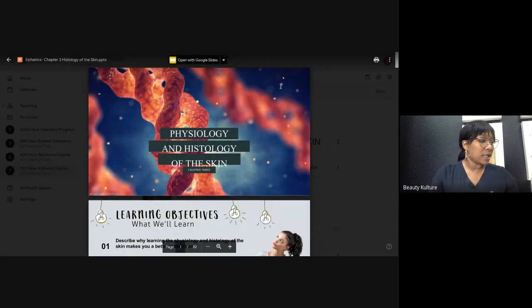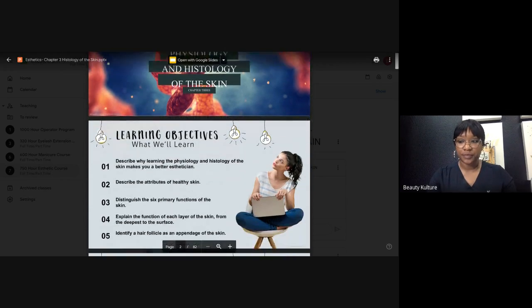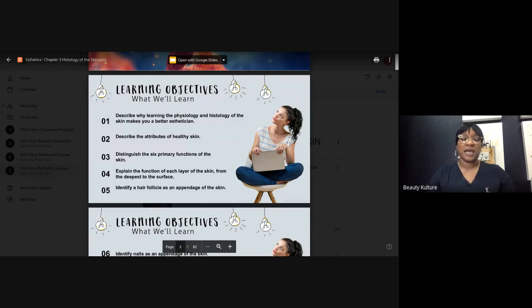If you are following along in the textbook, this chapter starts on page 82 and 83. Okay, I'm going to scroll up. As far as some of the objectives for this chapter, there are 9 of them. You are going to describe why learning the physiology and histology of the skin makes you a better esthetician. We're going to describe the attributes of healthy skin. So we're going to discuss what healthy skin looks like, feels like, and things like that.